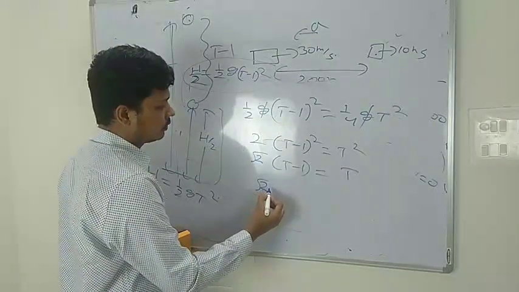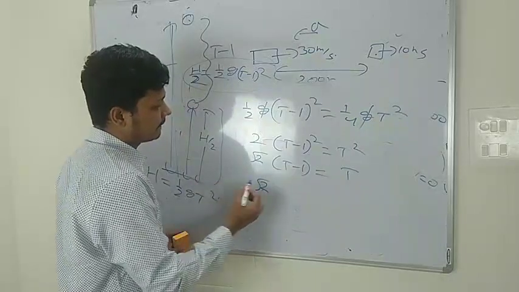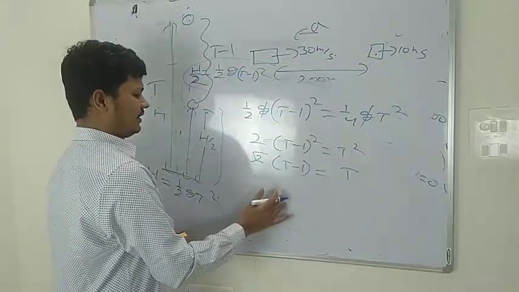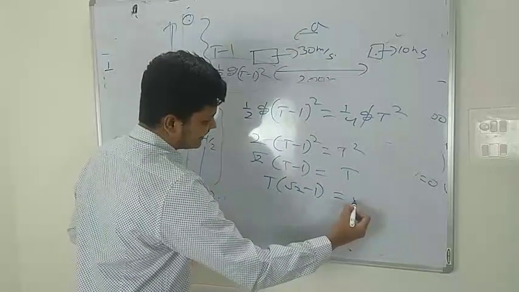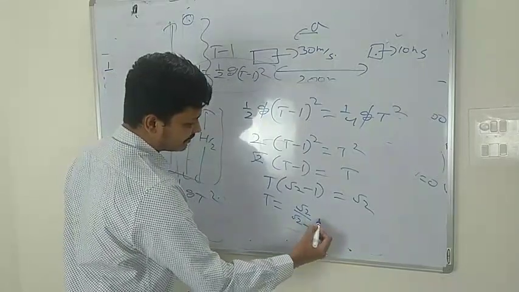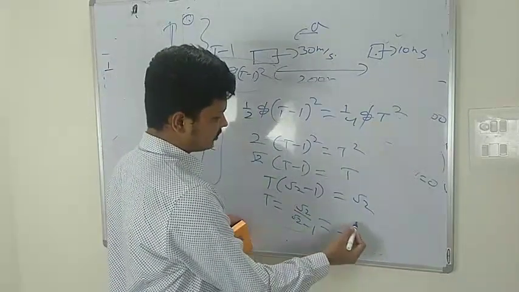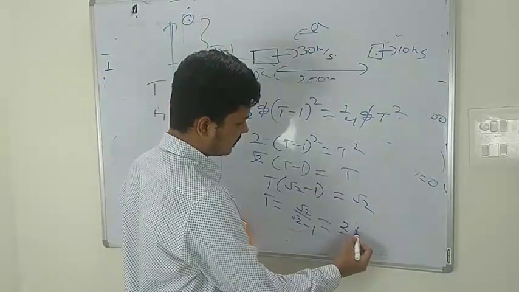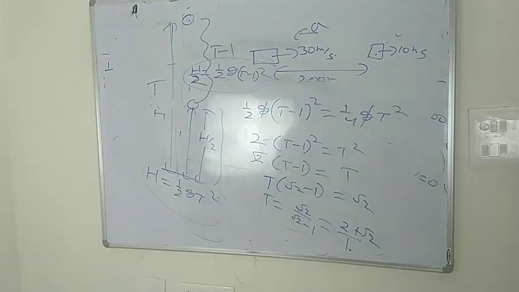So, root 2, solve it. What will you do? Root 2 minus 1 t is equal to root 2. So, t is equal to root 2 by root 2 minus 1, then multiply by root 2 plus 1 on both. So, that is 1. So, root 2 into root 2 plus 1, which is 2 plus root 2. Okay? 2 plus root 2, option 4.